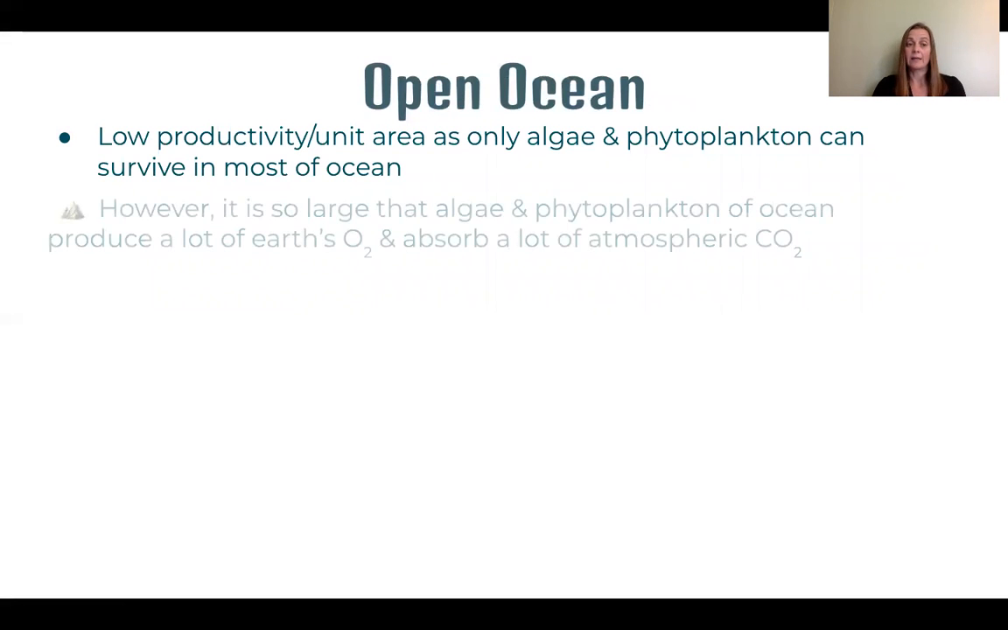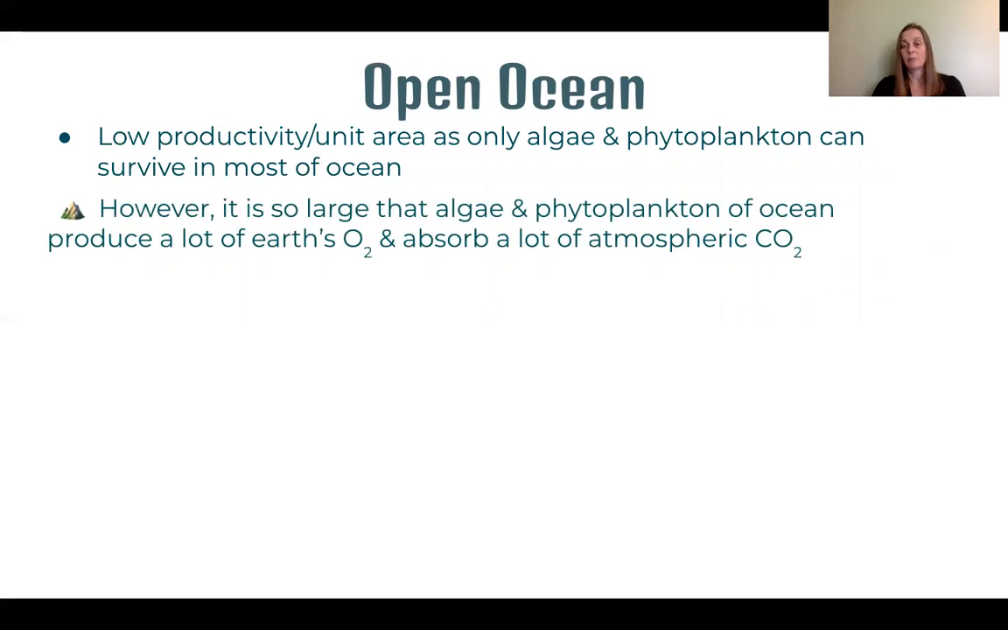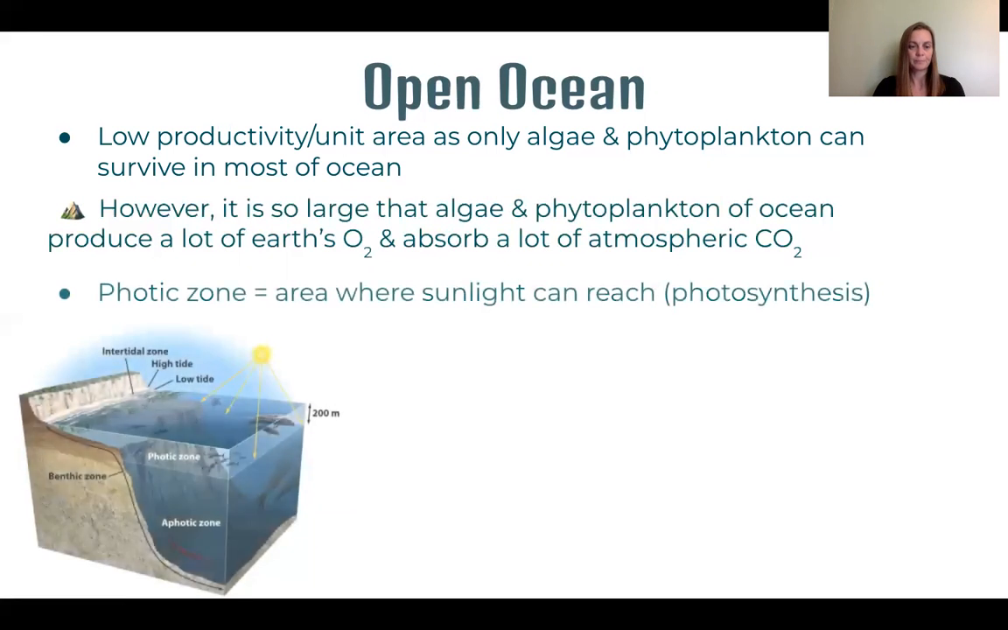Now, that said, although it is a low productivity per unit area, the ocean is so enormous that there are so many algae and phytoplankton that they actually produce the vast majority of the Earth's oxygen and absorb a huge amount of atmospheric carbon dioxide. So although it's considered to be a low productivity zone, that's per unit area. Because it has such a large area, it is highly productive.